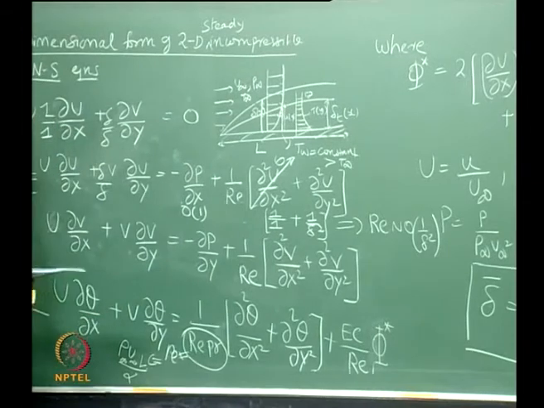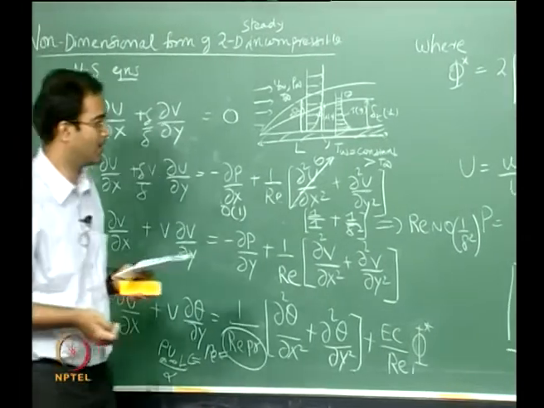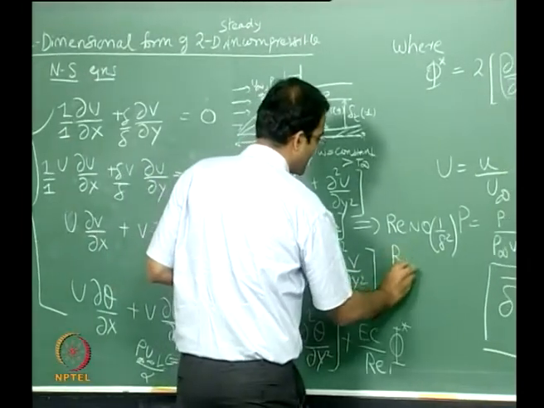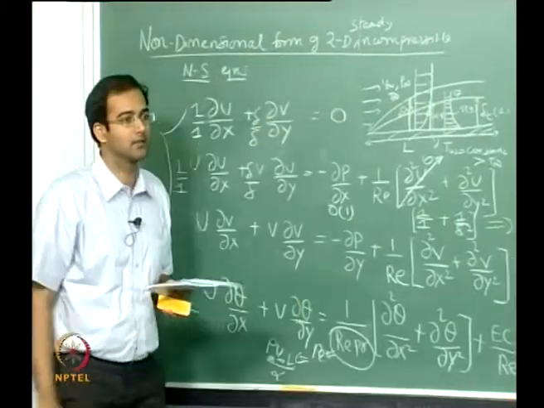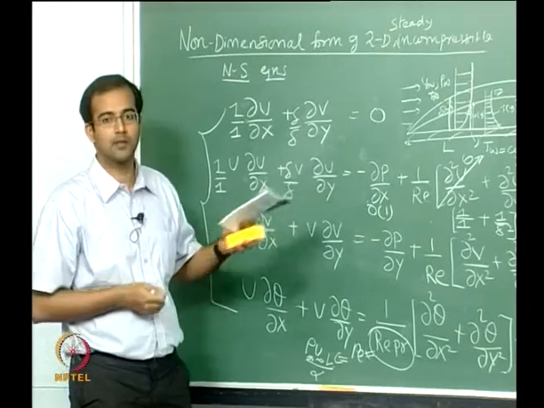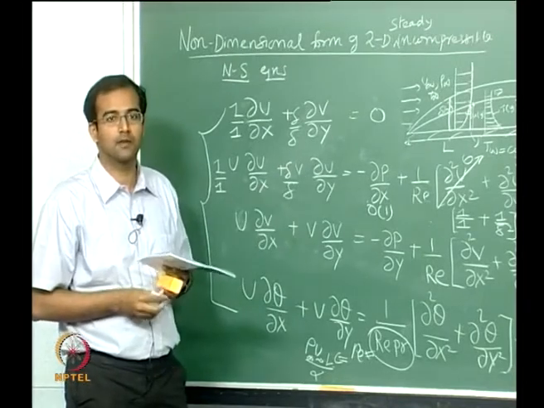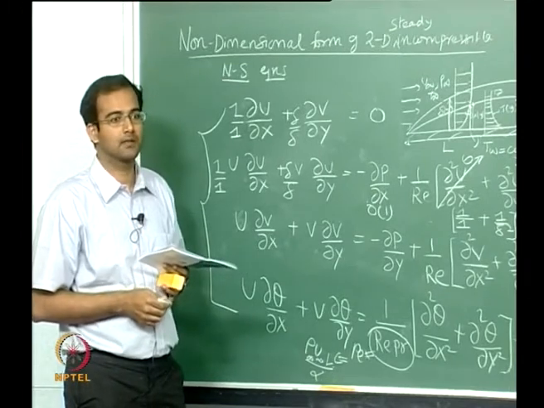So what does it mean? Now this puts a constraint on the Reynolds number. My delta is much less than 1, so my Reynolds number should be very large. Only for this particular case is this approximation valid. So whenever I look at boundary layer flows, I am looking at very high Reynolds numbers.